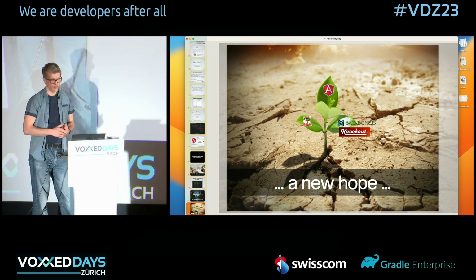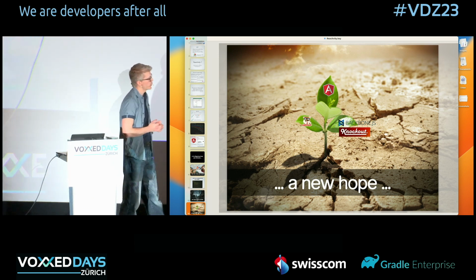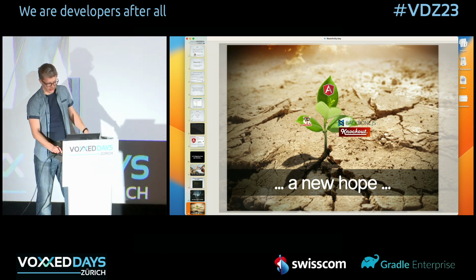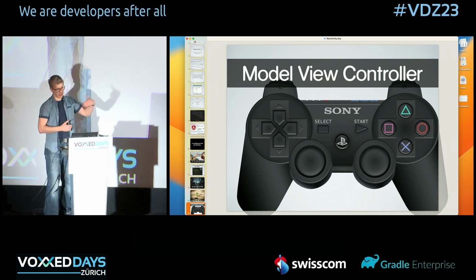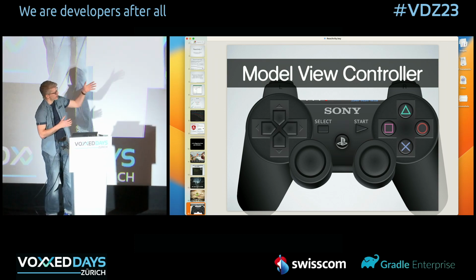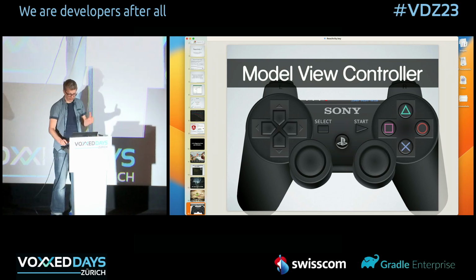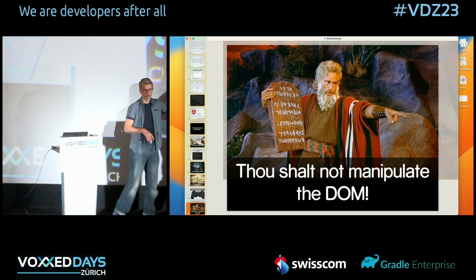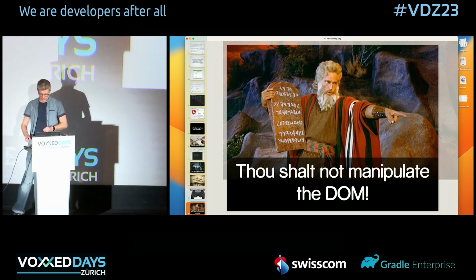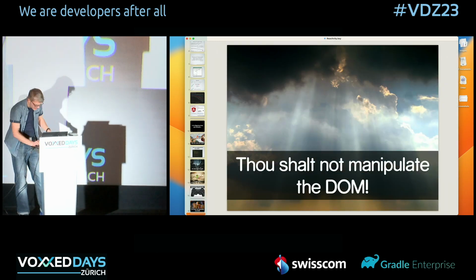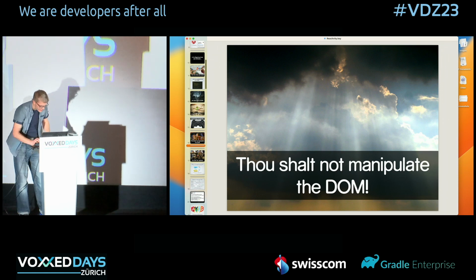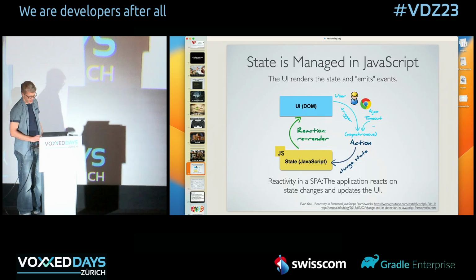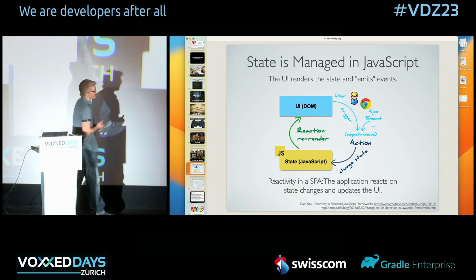But a new hope was born, a first generation of frameworks coming up. And they introduced a new concept in front-end programming. It was an old concept, but it was new for the front end when we came from jQuery. This was model view controller. And the important thing here is the model view separation. The model view separation implies that we should not manipulate the DOM. The DOM is manipulated by the framework. So that's the reactivity we are talking about.